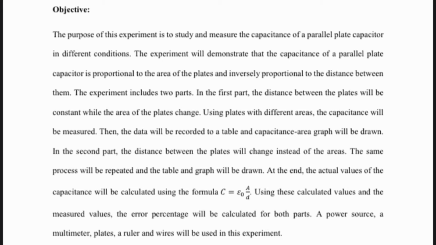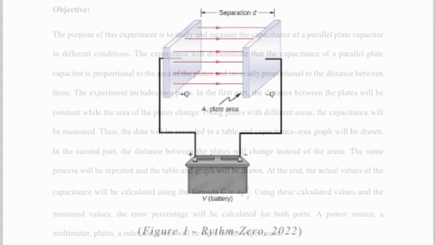In the second part, the distance between the plates will change instead of the areas. The same process will be repeated and the table and graph will be drawn. At the end, the actual values of the capacitance will be calculated. Using these calculated values and the measured values, the error percentage will be calculated for both parts. A power source, a multimeter, plates, a ruler, and wires will be used in this experiment.